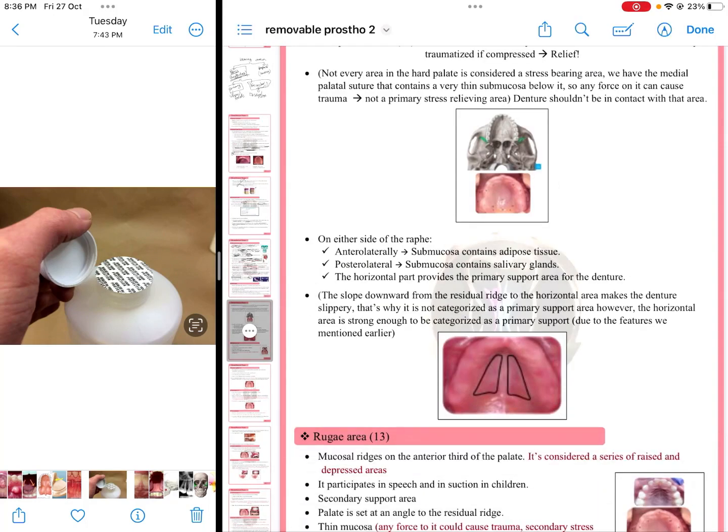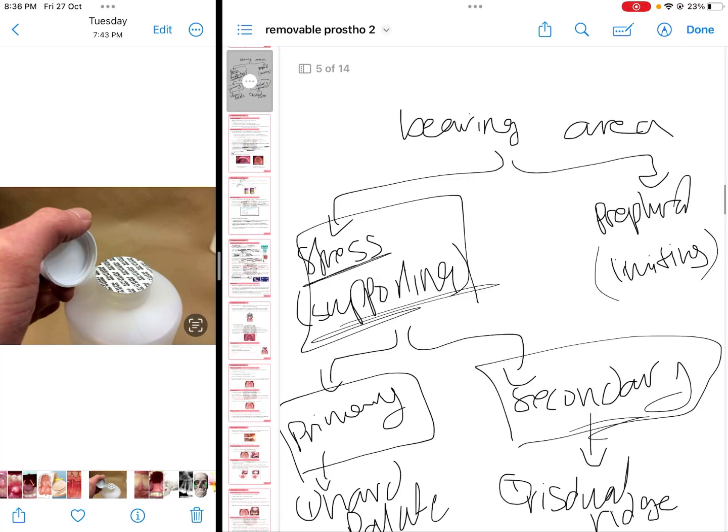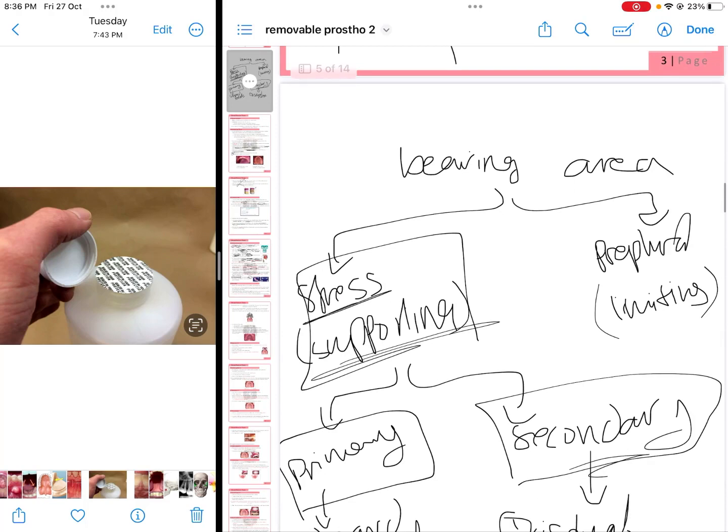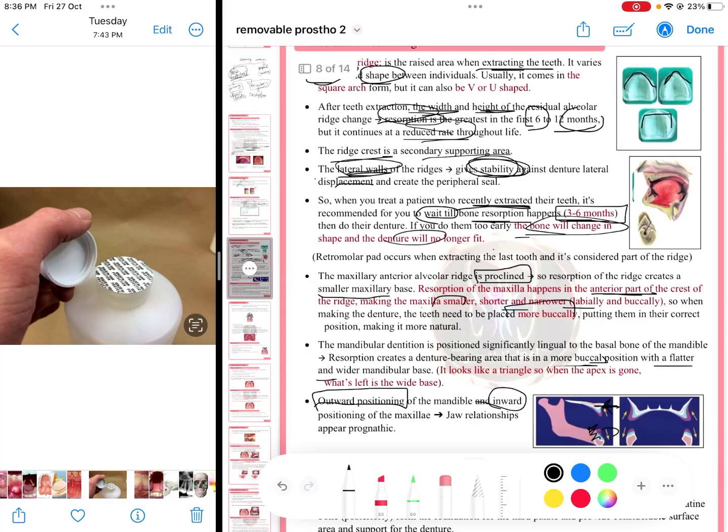That's all. So, moving to the hard palate. If we go back to our figure, we are now talking about the stress or supporting area. We talked about the secondary, the residual ridge. Now we are going to talk about the hard palate in the primary supporting area.